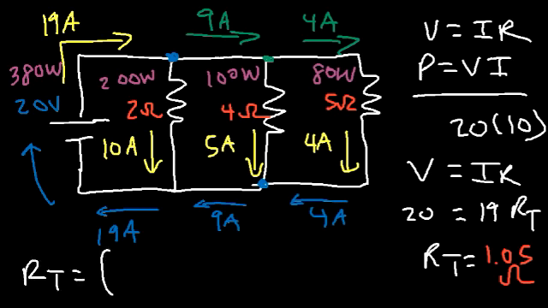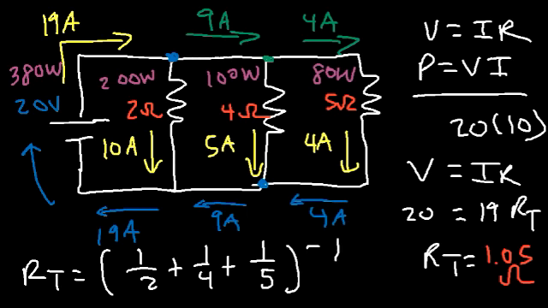1 over R1 plus 1 over R2 plus 1 over R3 enclosed in parentheses and raised to the negative 1 power. So it's 1 over 2 plus 1 over 4 plus 1 over 5 raised to the minus 1. If you type it in, you should get 1.05 as your answer. So now you know how to solve a series and a parallel circuit.